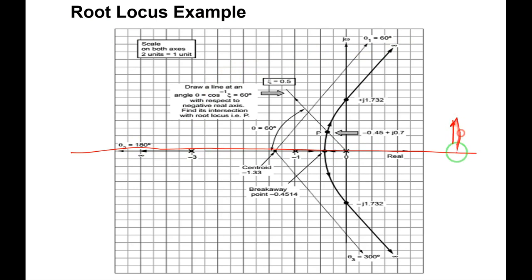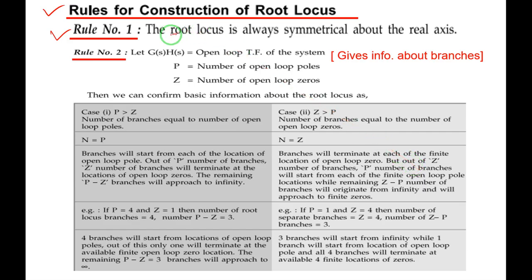So above part and below part, they are symmetrical, mirror images, right? So you can see here, above part and below part. So yes, no need to tell anything. The root locus is always symmetrical about the real axis. If it is not symmetrical, that means it is not a root locus. Please keep in mind.